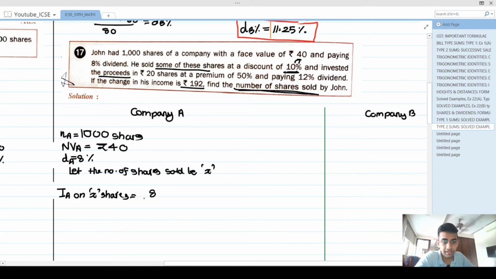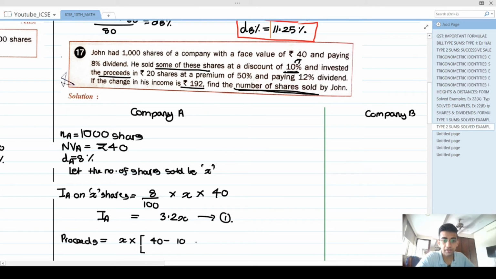So income on X shares will be nothing but dividend of A into number of shares, that's X, into NV, that's 40. So this comes out to be 3.2x. Keep this figure in mind. Income on X shares, 3.2x. Let's call this 1. His proceeds is equal to number of shares sold into 40 minus 10% of 40, because he sold it at a discount of 10%. This gives you 36x.